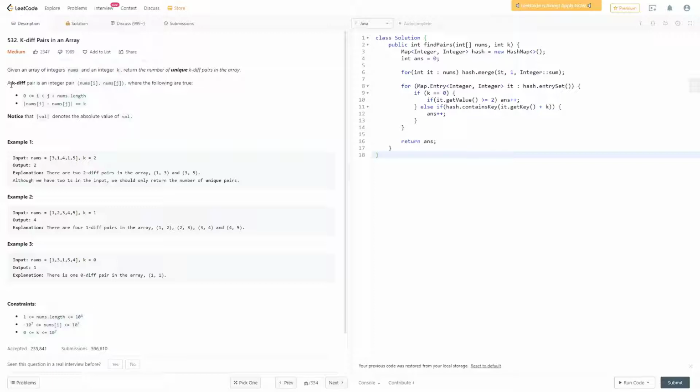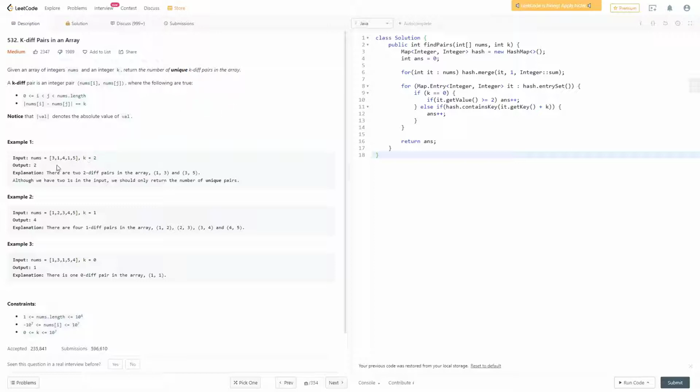What we need to find are pairs of numbers, nums[i] and nums[j], whose absolute difference equals k. So this is the formula: absolute of nums[i] minus nums[j] equals k, and we need to find unique pairs. That means we don't need to find the total pairs.